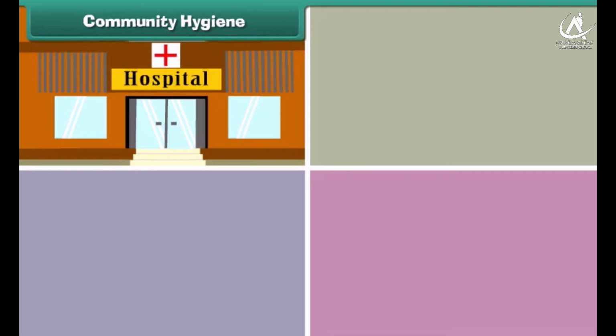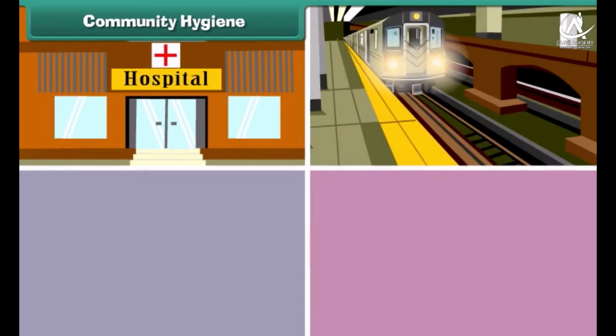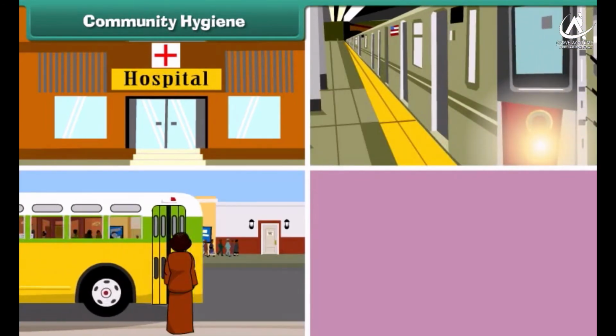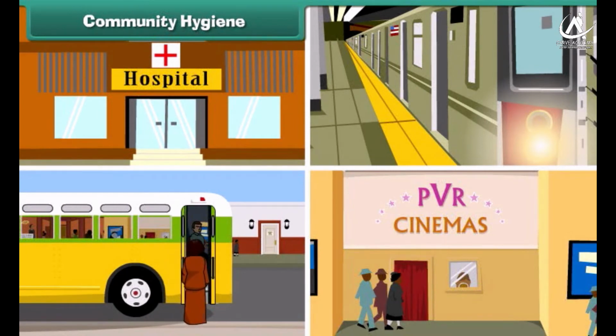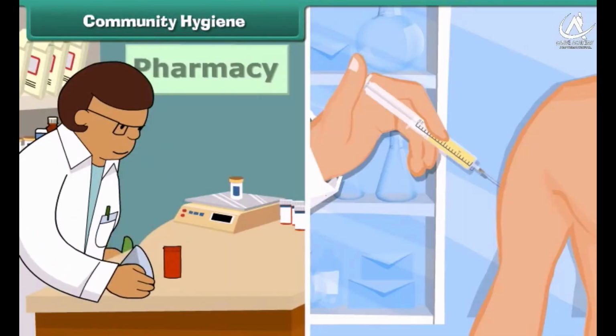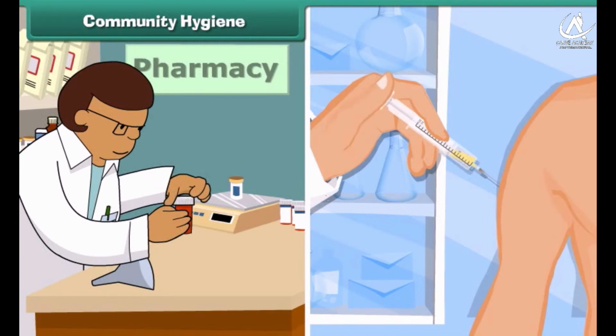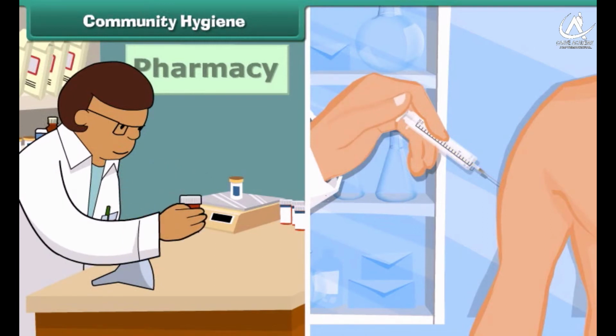Community hygiene. Next, we must ensure community hygiene by keeping public places like hospitals, railway stations, bus stands, and cinema halls clean, and making medicines and vaccines available to people to cure and prevent diseases.